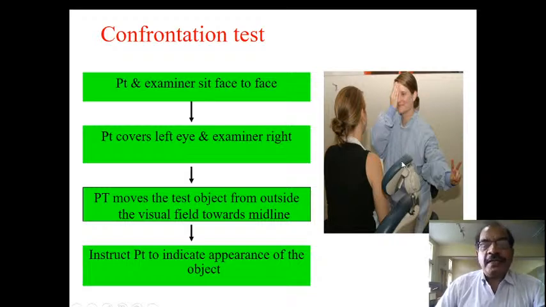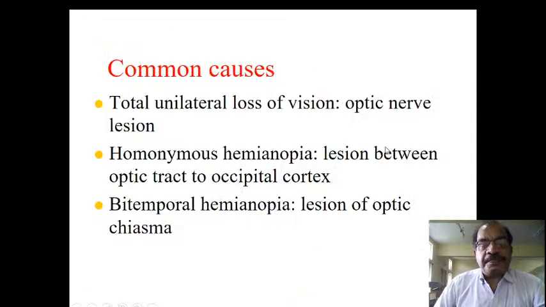Then you have to bring something, it may be a finger, maybe some pen, from outside, either from the upper part or lower part, and then see. When you are able to see, the patient should be able to see. So it is just to compare your field of vision with the patient's field of vision. So you bring the finger from outside, then bring the finger from the medial part, upper part and lower part, and when you are able to see, the patient should also see, otherwise it may be suggestive of some visual field defect.